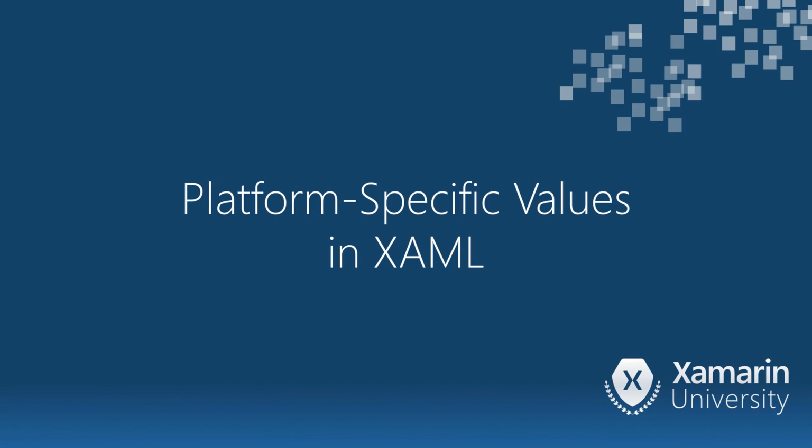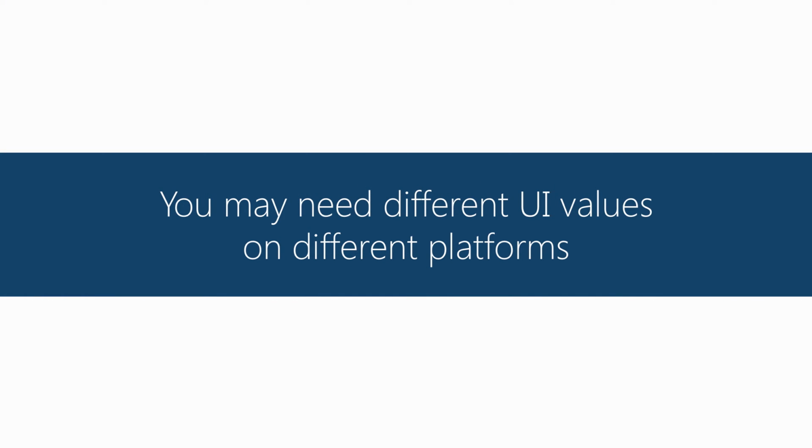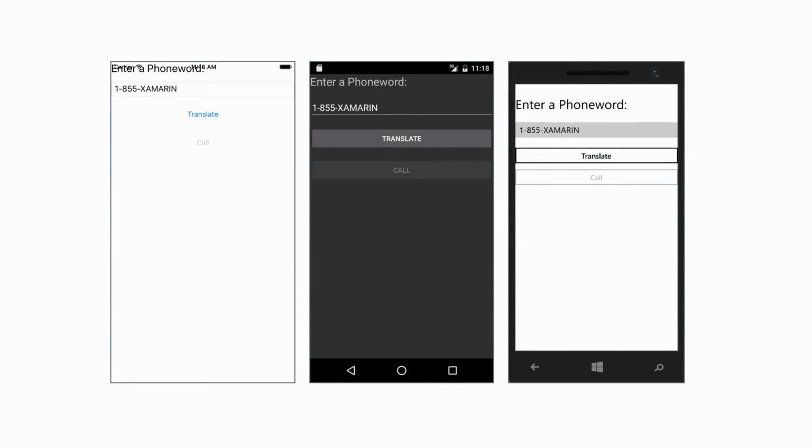Here we're going to talk about using platform-specific values directly from XAML. When you're building your UI, you may find that you need to tune it slightly for the different platforms. Here's a classic example. This is the same Xamarin.Forms app running on three different platforms. Notice the top there. It looks fine on two of them, but on iOS, the app overlaps the status bar.